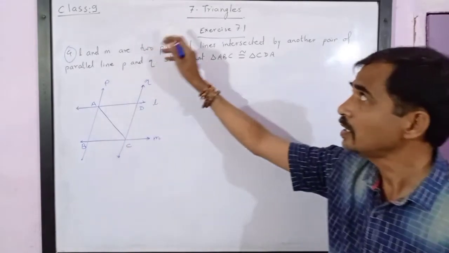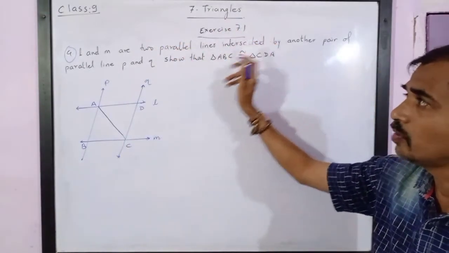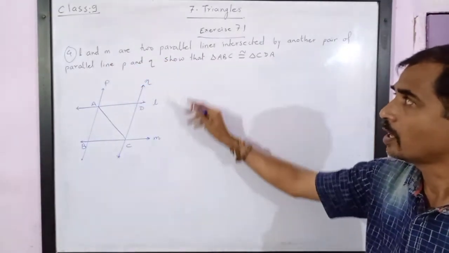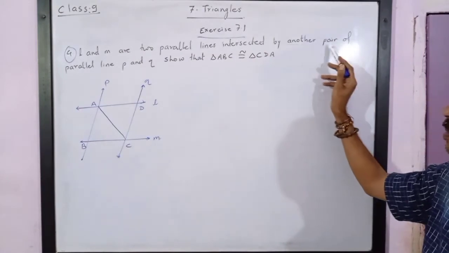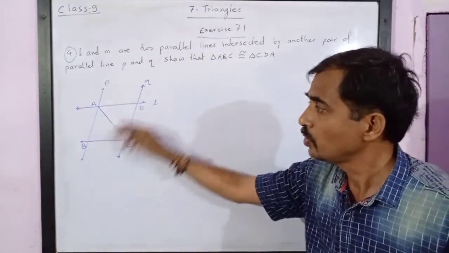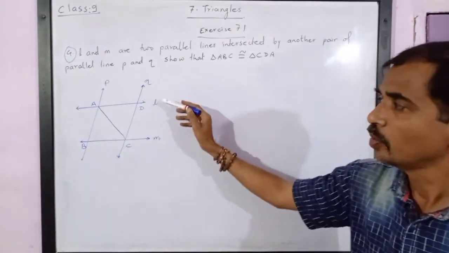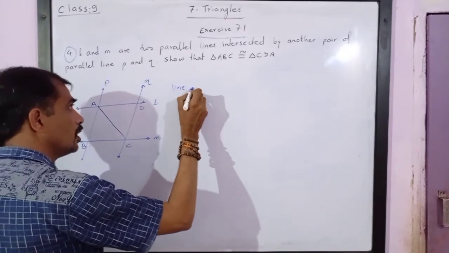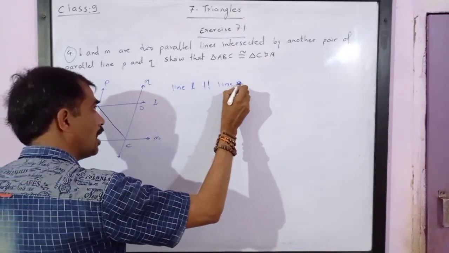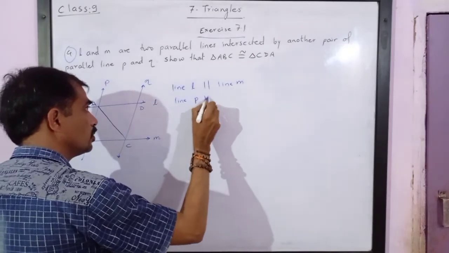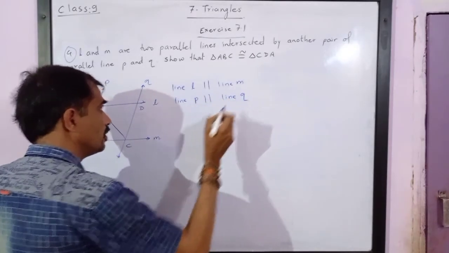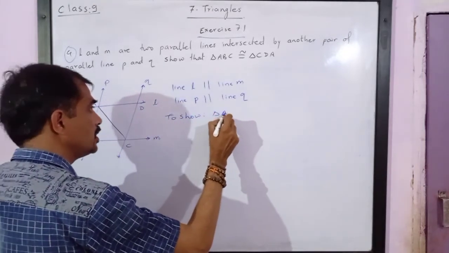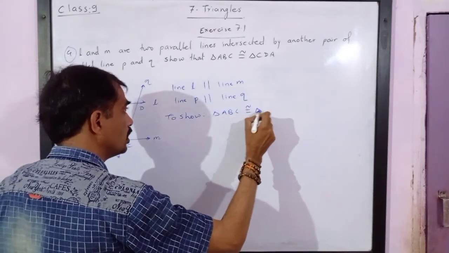Dear friends, in class 9, we are studying 7th chapter. In exercise 7.1, we have 4th question. L and M are two parallel lines intersected by another pair of parallel lines P and Q. P and Q are also parallel lines and they are intersecting with parallel lines L and M. So we are given line L is parallel to line M and line P is parallel to line Q. This is given to us, and we are asked to show that triangle ABC is congruent to triangle CDA.